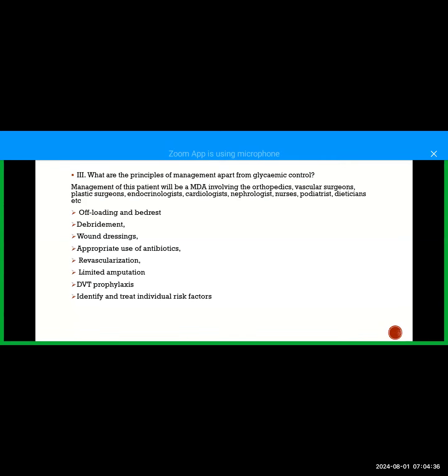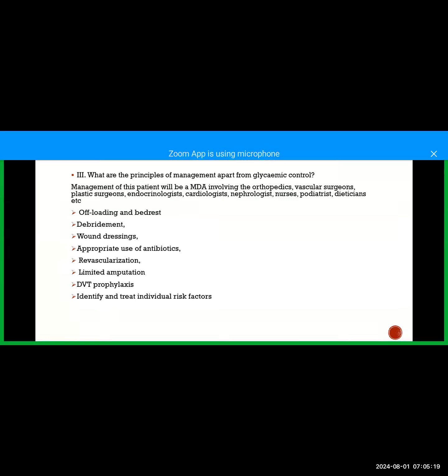So what are the principles of management apart from glycemic control? Management of these patients involves a multidisciplinary approach involving orthopedics, vascular surgeons, plastic surgeons, endocrinologists, cardiologists, nephrologists, nurses, podiatrists, dietitians, etc. I would include offloading and bed rest as one of the principles, by resting the leg and taking away the pressure of walking on that same leg, which would impair healing. So offloading and bed rest is very necessary for this patient.